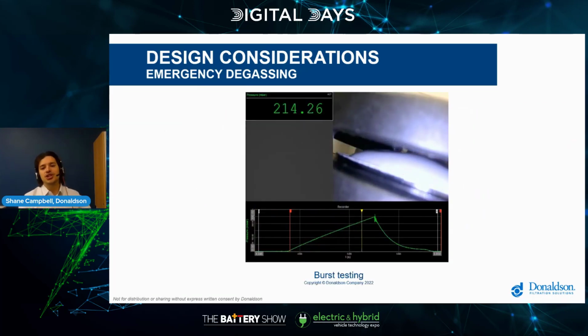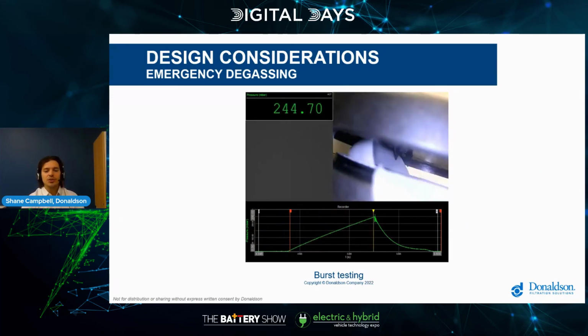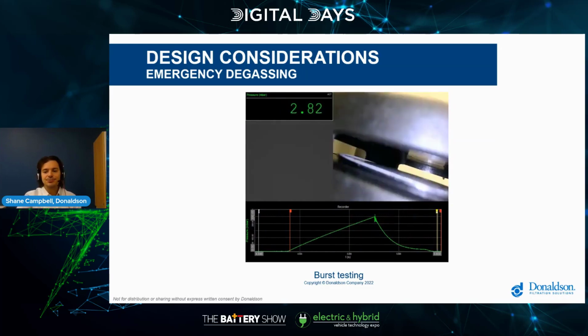This video here just shows what we do in our lab for burst testing of our dual stage burst product. You can see the graph on the bottom that pressure is ramped at a set rate, and then we measure what pressure the vent will burst at. And in this one, you see that the membrane completely rips open, providing a direct path for emergency degassing.